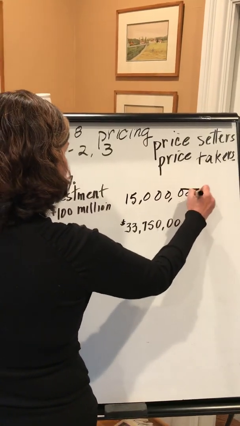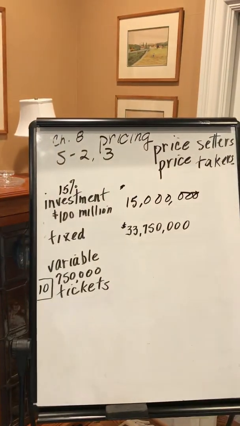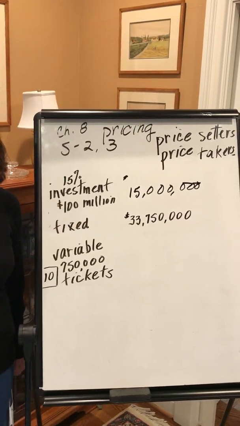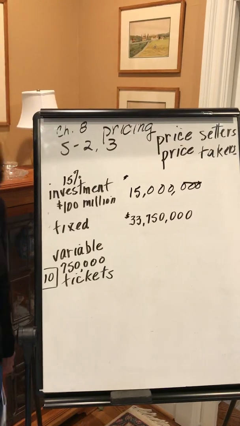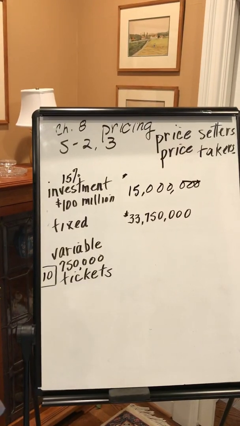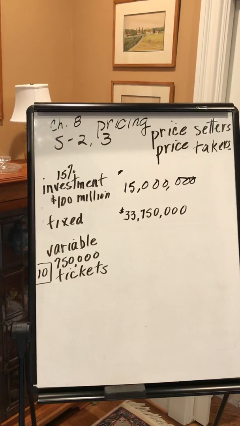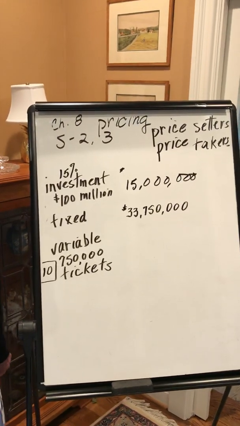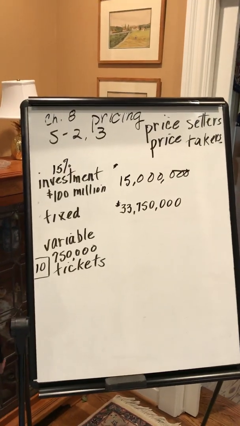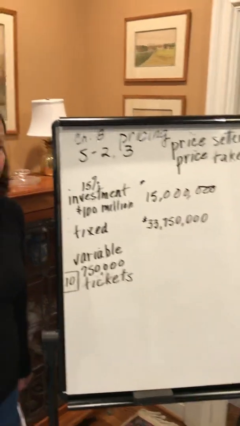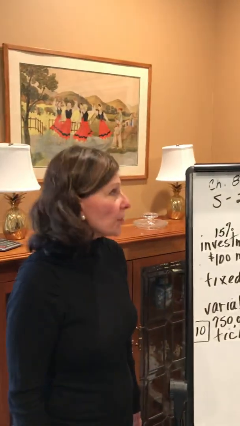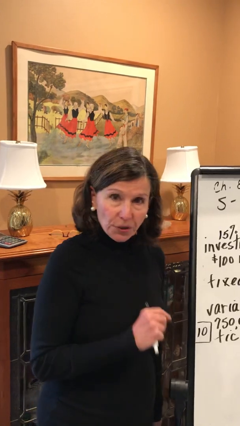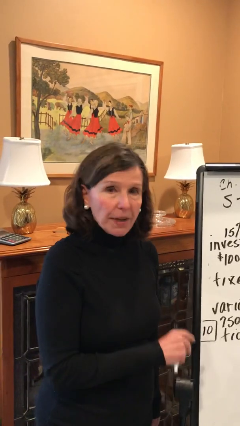They also tell us in the problem that fixed costs are $33,750,000. And lastly, we are told that variable costs are $10 per ticket, and they expect to sell 750,000 tickets this season. Now they have a wonderful reputation, and so they are going to use cost plus pricing because they are a price setter. So the first question is, what should they charge?